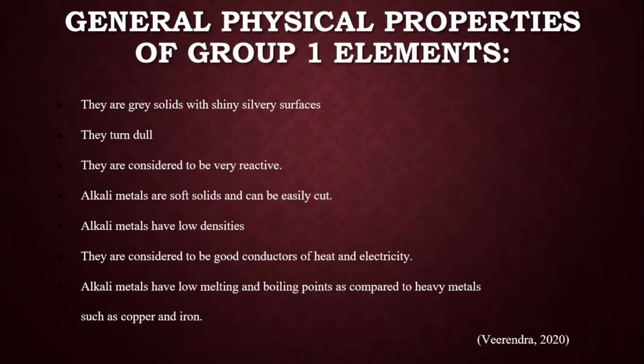Alkali metals are considered to be soft solids and can be easily cut. They have low densities as compared to heavy metals such as iron and copper. They are also considered to be good conductors of heat and electricity, and they have a low melting and boiling point as compared to heavy metals such as copper and iron.